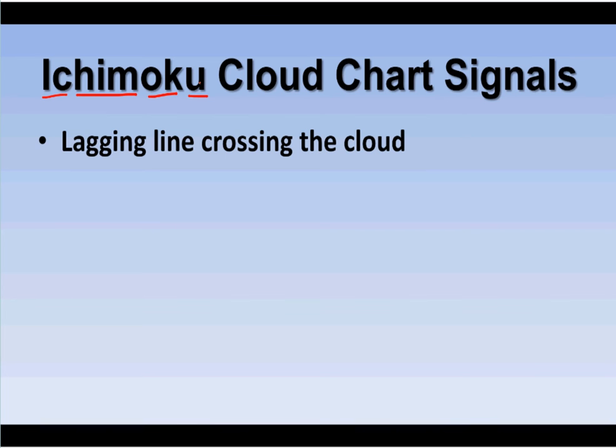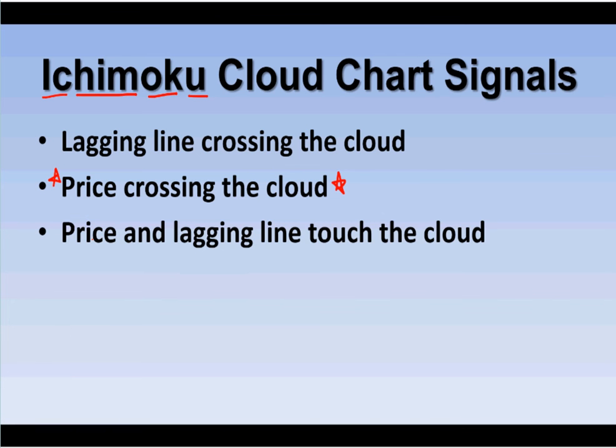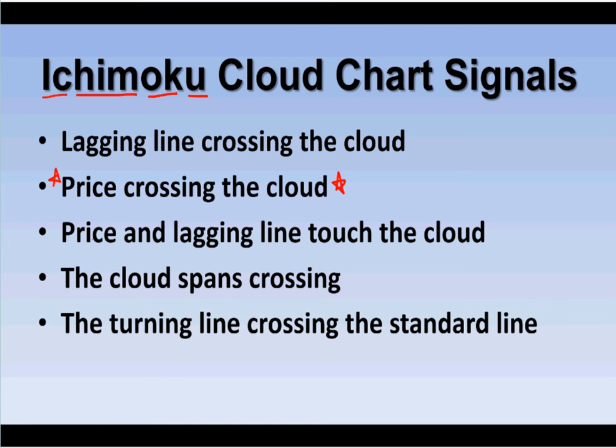So there's the lagging line crossing the cloud, which is a very strong but very slow signal. There's the price line crossing the cloud, which is the first one that I recommend you learn how to use because it's kind of like the Goldilocks trade. It's not too slow, not too fast. It's just right, and it's a great way to ease into Ichimoku. Price and the lagging line touching the cloud, spans crossing, the turning line crossing the standard line are all different signals that will be generated by Ichimoku.